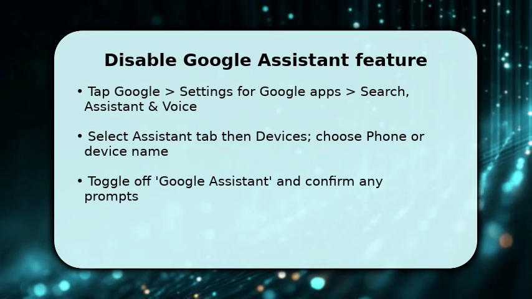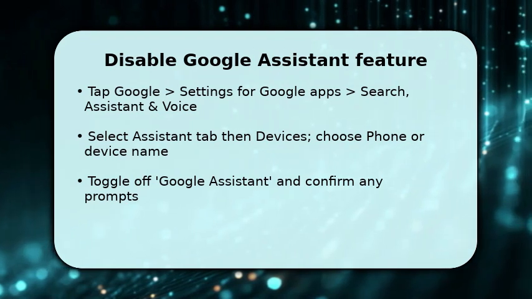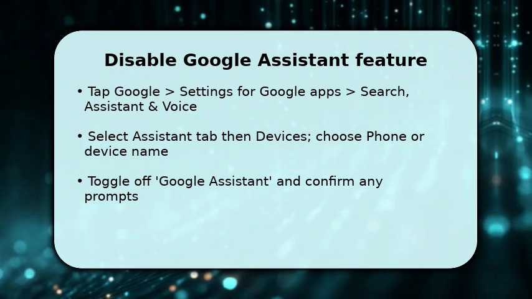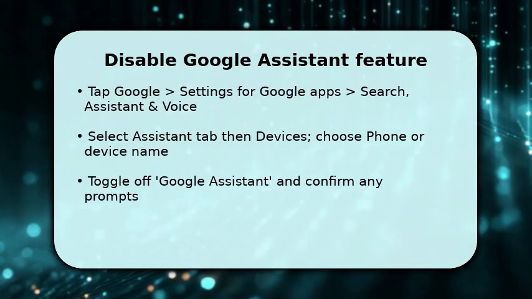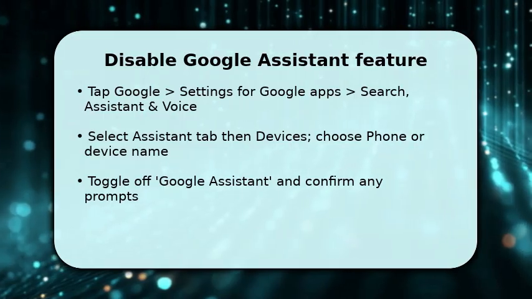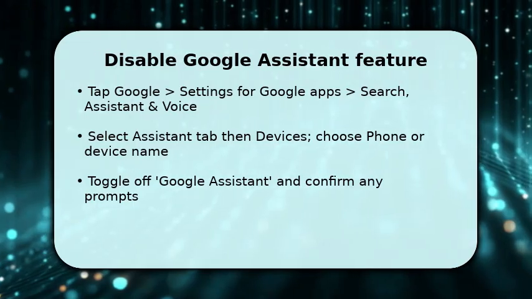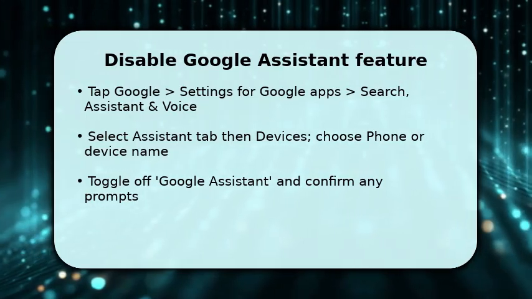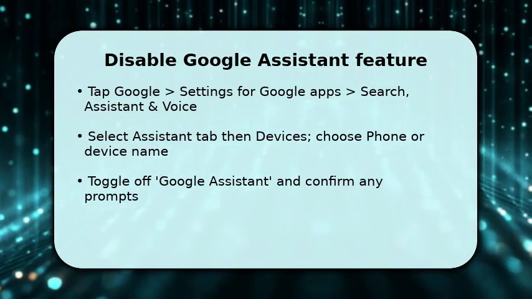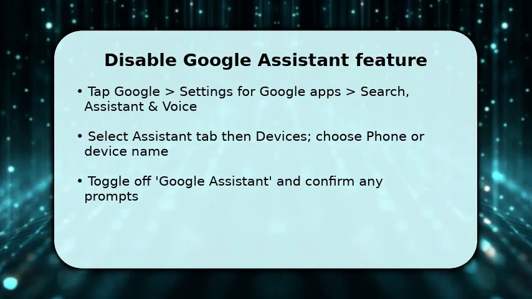Now you'll turn the feature off. Open Google Settings, then go to Search, Assistant, and Voice and pick the Assistant tab. Scroll to Devices and select the device labeled Phone or your device's name. Toggle off Google Assistant. When a confirmation appears, accept it to remove voice activation and hands-free features. This step stops the assistant from listening for wake words and from responding to long press home gestures. Make sure to wait a second after toggling so system settings commit.